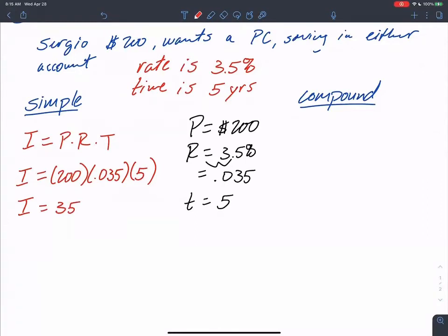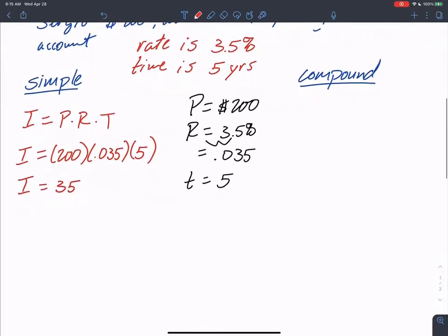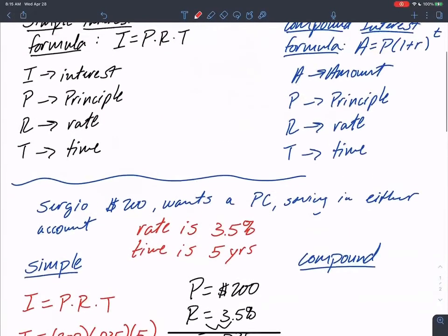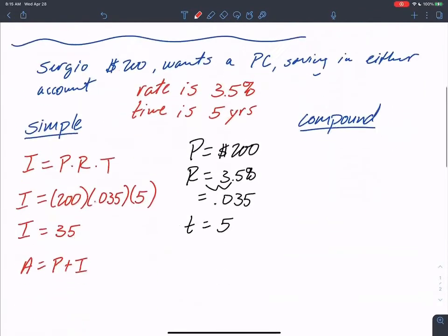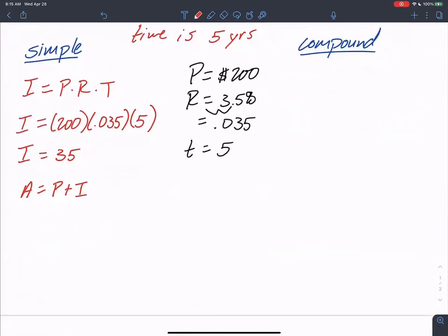Now remember, that's the interest only. How much did he actually have? Because he has $200 saved, right? So there's a little one you have to add to simple interest, and that's amount equals principal plus interest. You just have to add it to the principal. See how it's amount? The compound interest formula already has amount. It's built in, but the other one isn't. Okay, so let's add it up. Amount is principal plus interest.